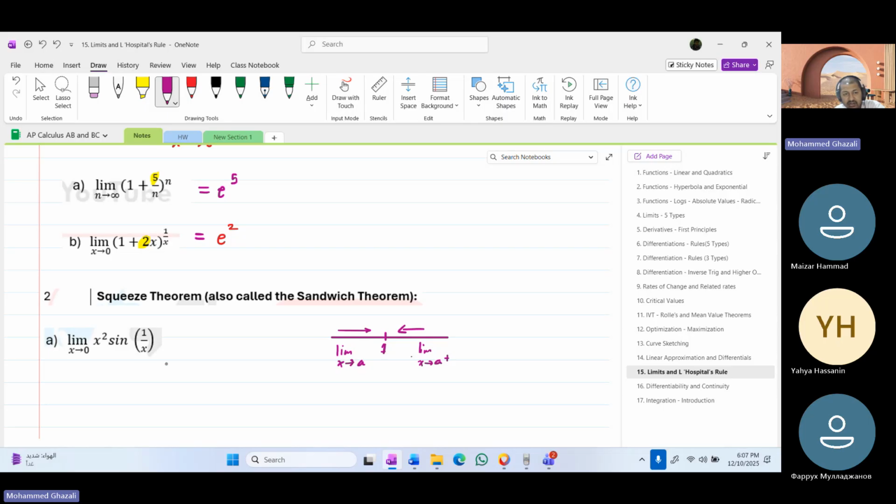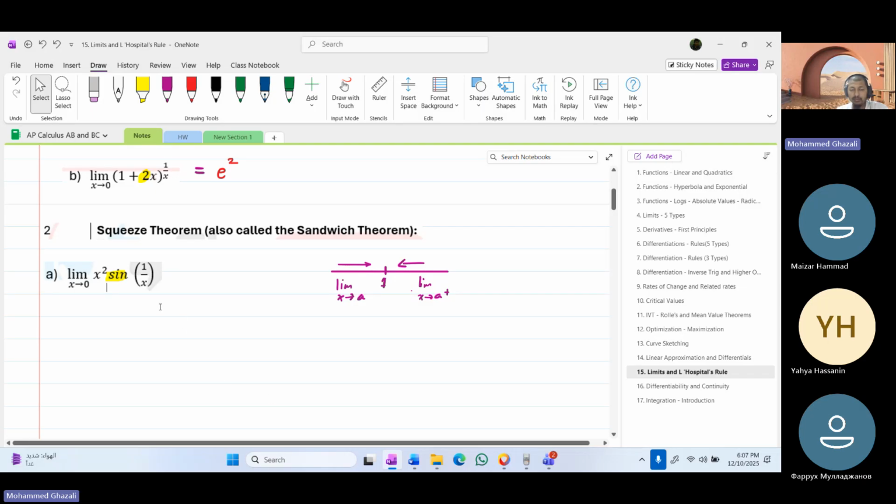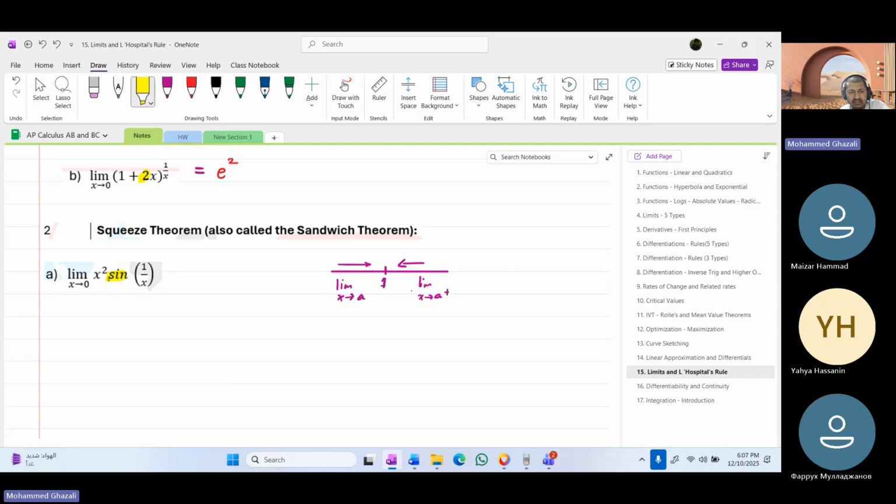Now, how do I solve examples? Most of the time, 99% of the time in the Squeeze theorem, you'll always have a complicated function with sine or cosine. It's mostly sine and cosine. Now, let's look at this example here: the limit as x approaches 0 of x squared times sine of 1 over x. If you try to directly substitute 0, you will get undefined.